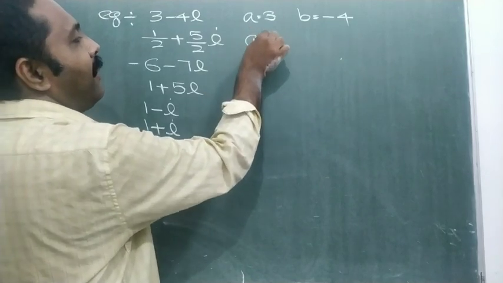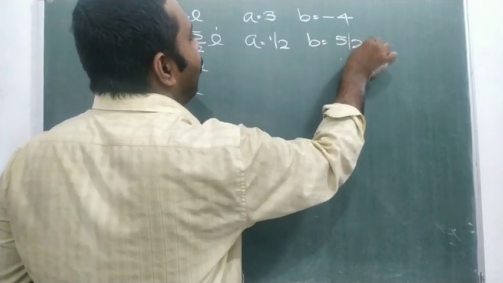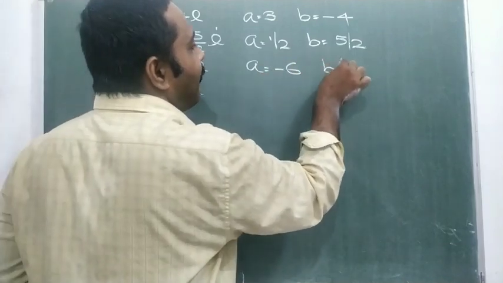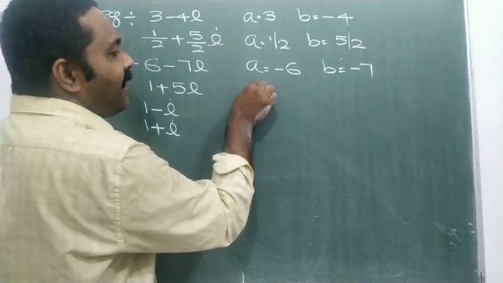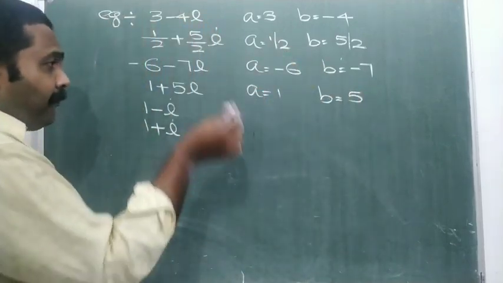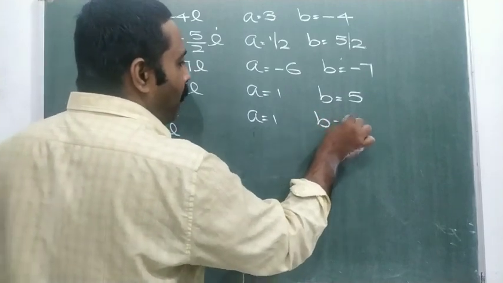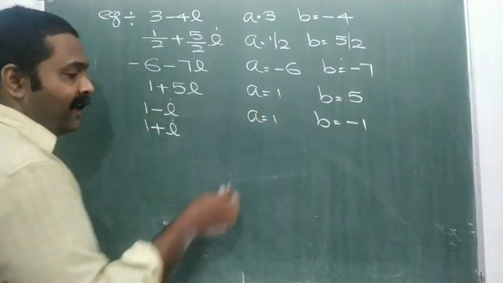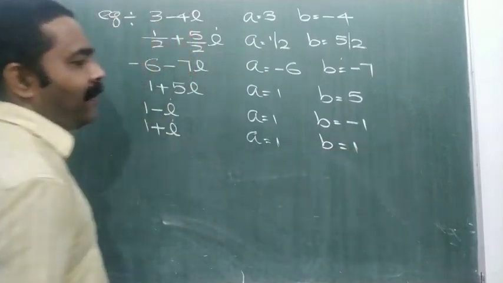Here a is equal to 1 by 2, b is equal to 5 by 2. Here a is equal to minus 6, b is equal to minus 7. Coefficient of i. Here a is equal to 1, b is equal to 5. Here a is equal to 1, b is equal to minus 1. Coefficient of i is minus 1. Then here a is equal to 1, b is equal to 1.